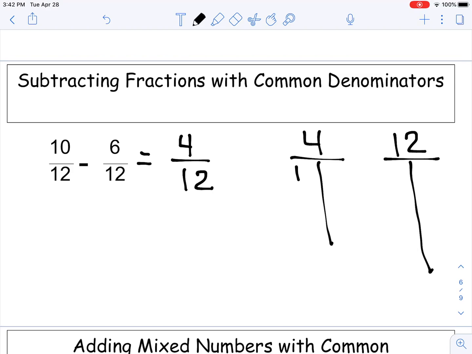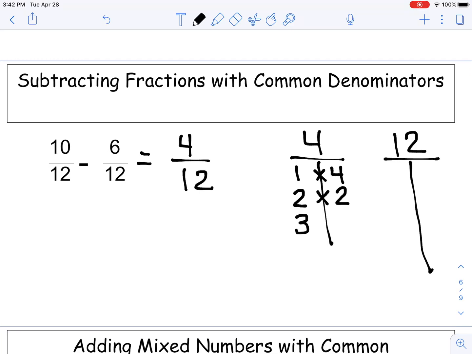Remember, we always start with 1. 1 times what equals 4? That would be 4. What comes after 1? 2. Can you multiply 2 by something and get 4? Sure can. 2 times 2. What comes after 3? Or excuse me, 2. 3.